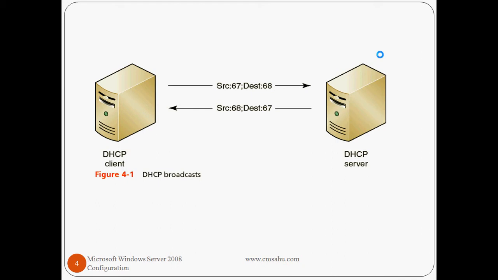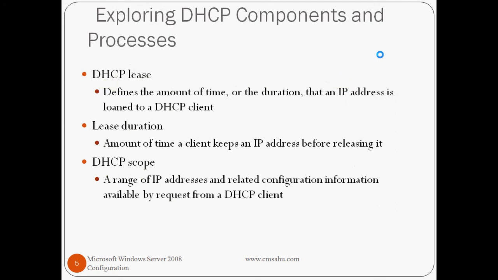I told you the DHCP client, when it requests to the DHCP server, uses source 68 and destination 67. If it reverses, when the server responds to the client, then it changes. The source will be 67 and destination will be 68, right? It is very easy to remember. We call it broadcasts.